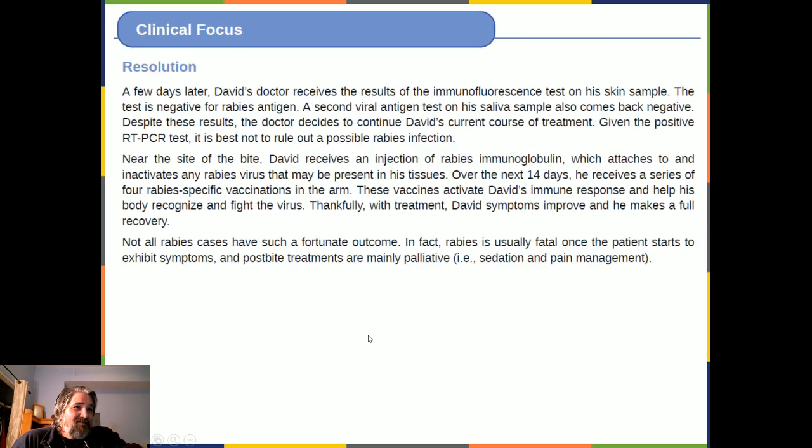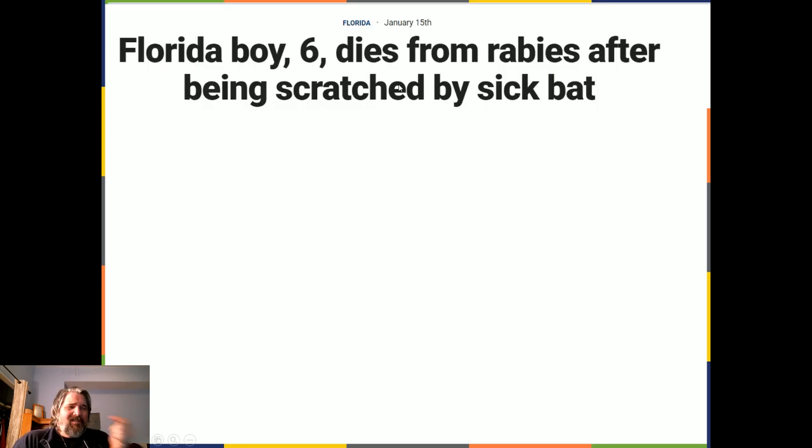All right, resolution. So David recovered is the TLDR here. The rabies immunoglobulin injections, the rabies shots, attach to and inactivate any rabies virus that may be present. And he got 4 rabies-specific vaccinations in his arms, and he recovered. Rabies is usually fatal once the patient starts to exhibit symptoms, and post-bite treatments are mainly palliative, so sedation and pain management. So this was last January 2018. I told you about that, the 6-year-old scratched by a sick bat. The dad left the 6-year-old alone with the bat in a bucket.